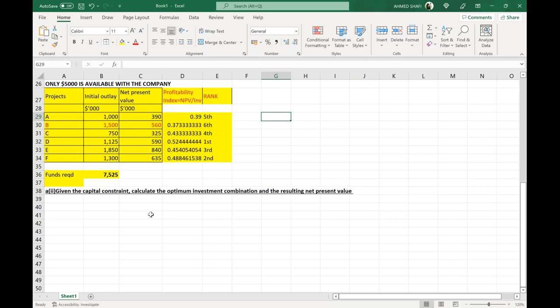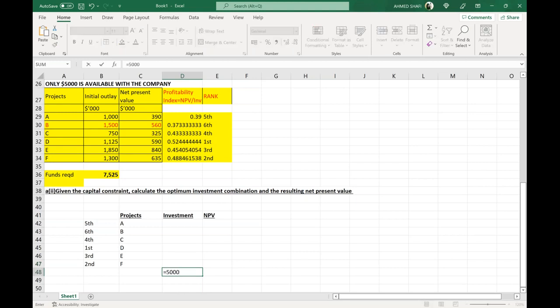How? Pay attention. Put three headings: projects, investment, and NPV. Projects are A, B, C, D, E, F. Ranks are 5th, 6th, 4th, 1st, 3rd, 2nd. Inject funds in this order, keeping in mind the investment limit available is only 5,000.